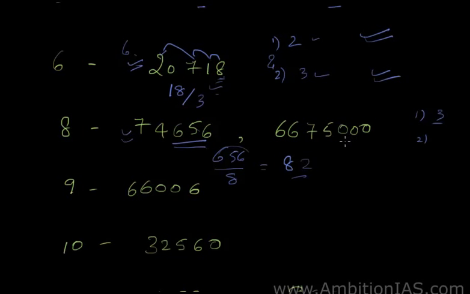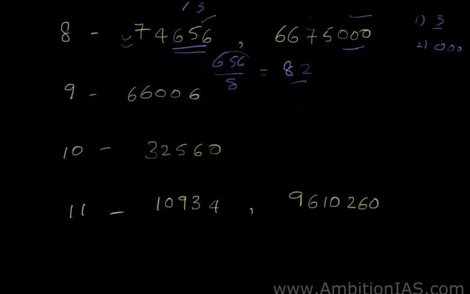And the next condition is 000 at the end. If it is 000 at the end, then also the given number will be divisible by 8. So here we need to know either this condition works fine or this condition works fine. Whichever condition works fine, the number will be divisible by 8.